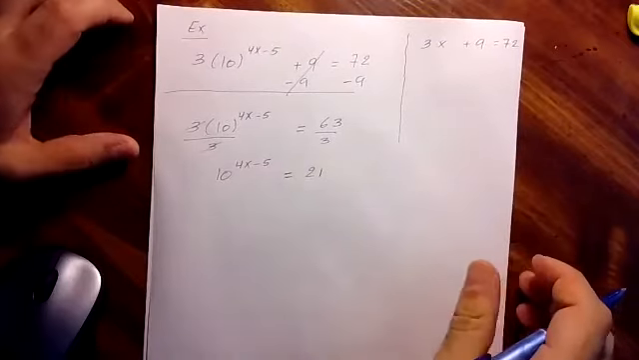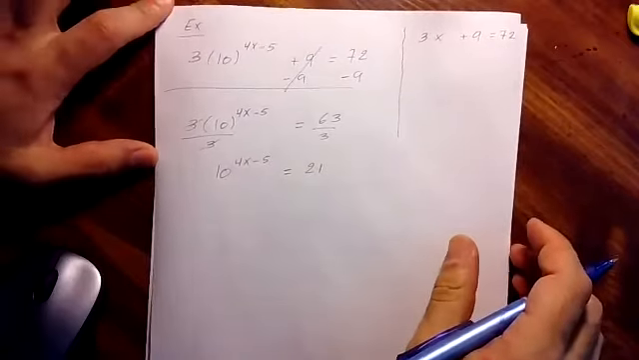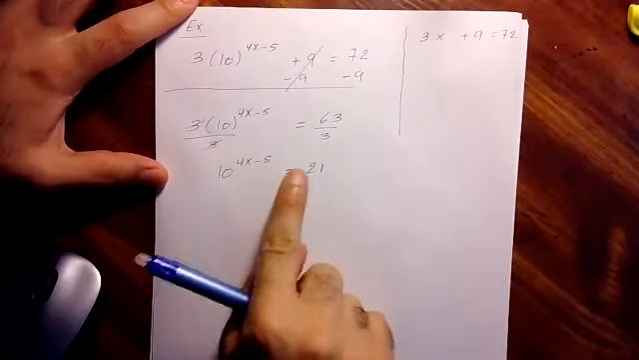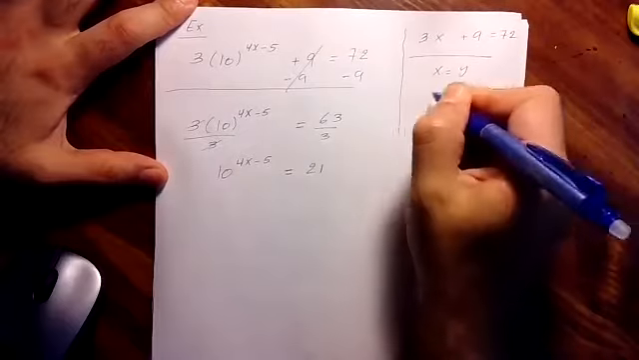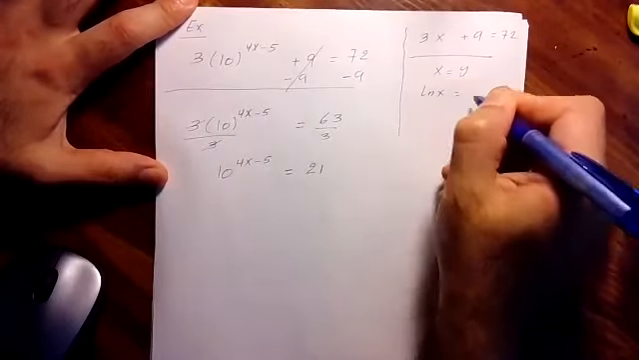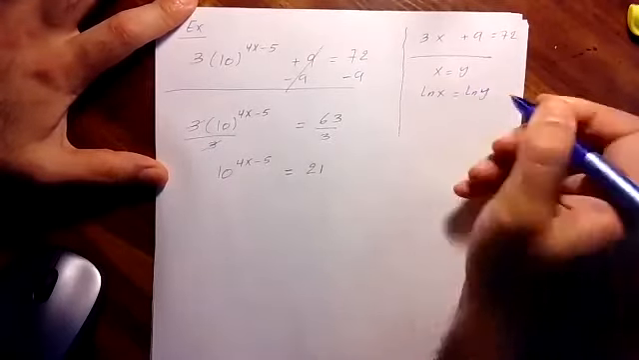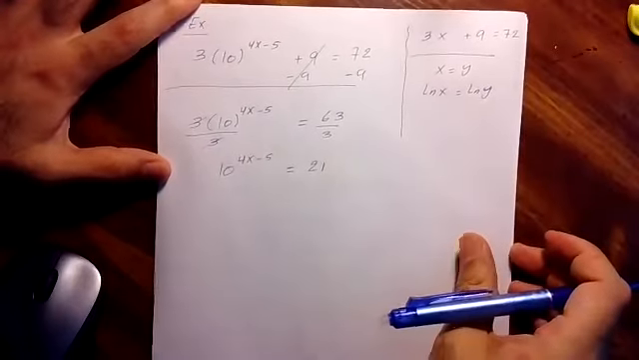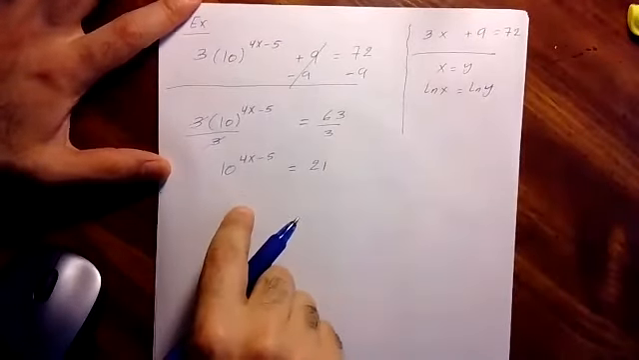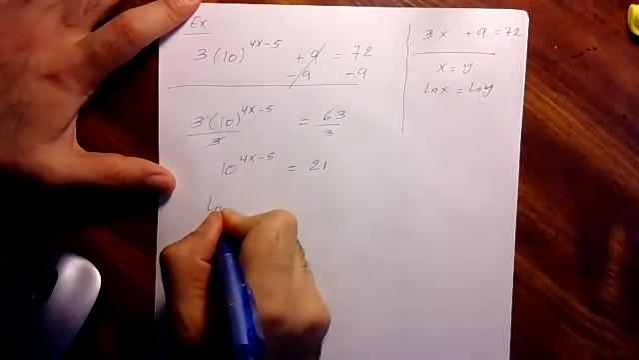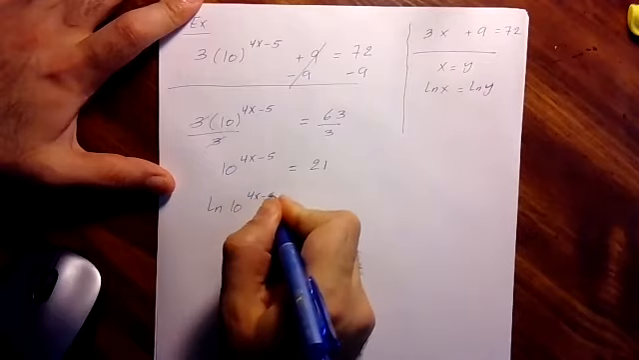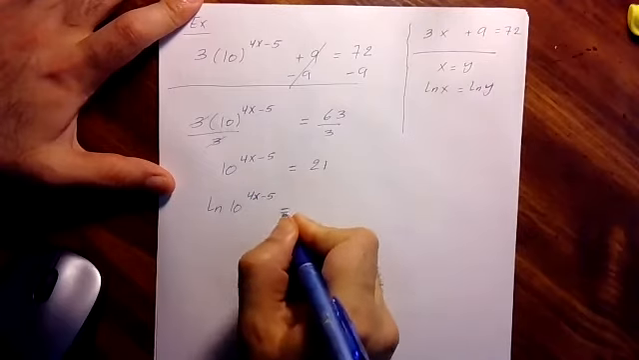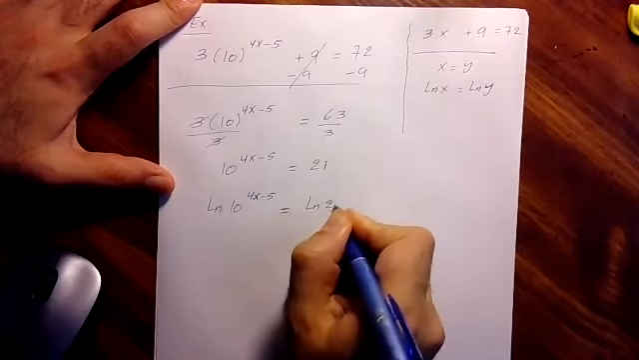Now we reach exactly the same as example one. This is the x, and here is the y. So if we have x equal y, we can take ln x equal ln y. That means I can take ln to both sides. So I'm going to do exactly the same thing here. Ln 10 to the 4x minus 5 equal ln 21.